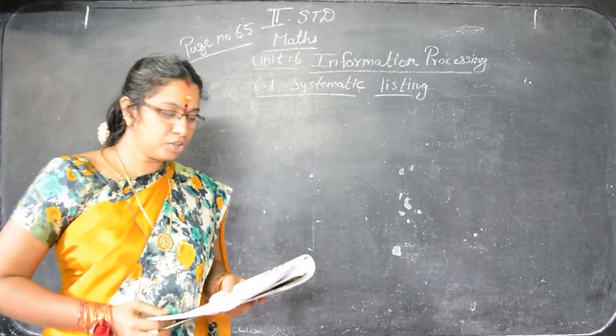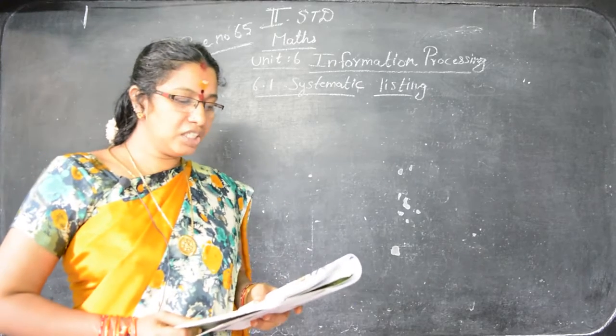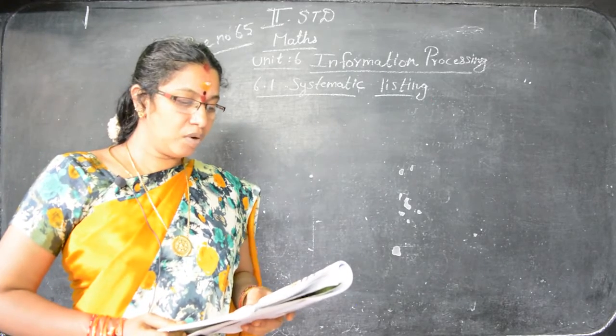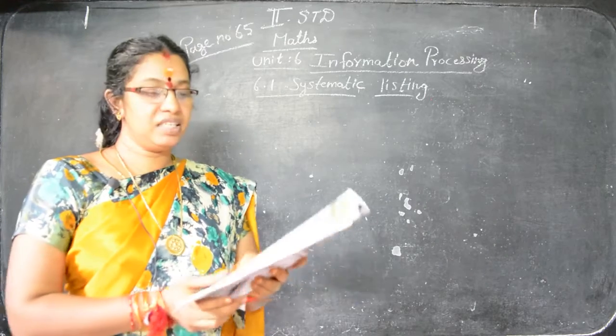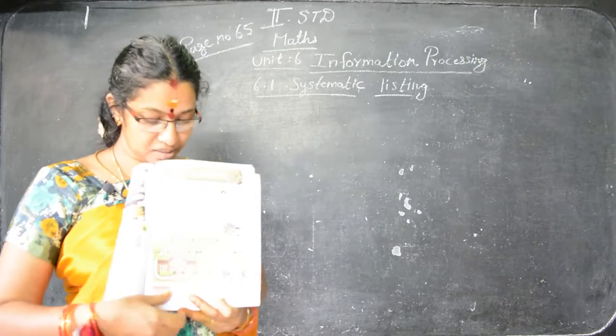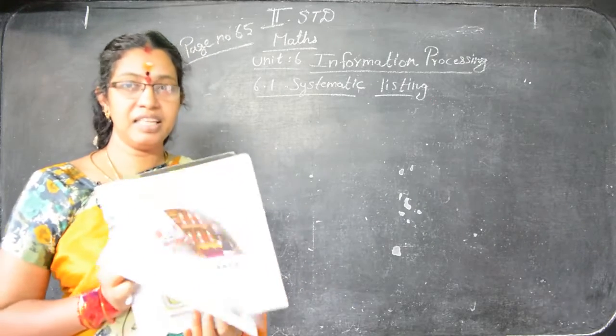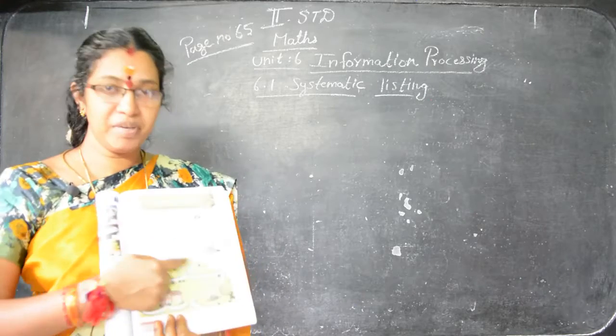Okay, see, travel through. Arun wants to reach the school from his house. One way is shown for you. List down all other possible ways. See here, some picture is given. By giving this picture, they are giving us some information.